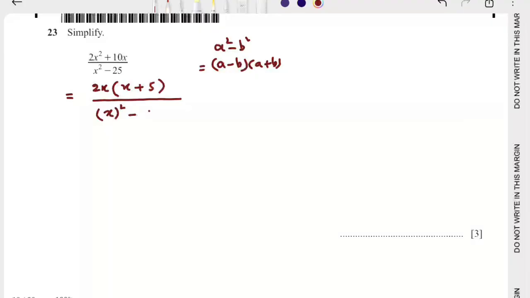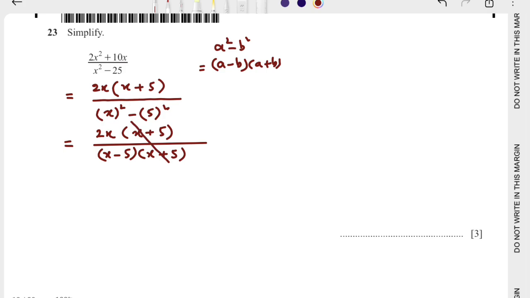Square of x minus square of 5, and this becomes 2x, bracket opens, x plus 5, and it would be x minus 5 and x plus 5. These two factors would be cancelled out, and 2x upon x minus 5 would be the final answer.